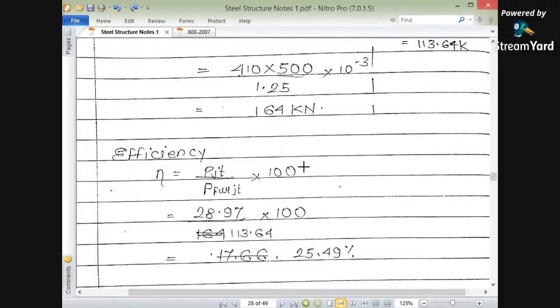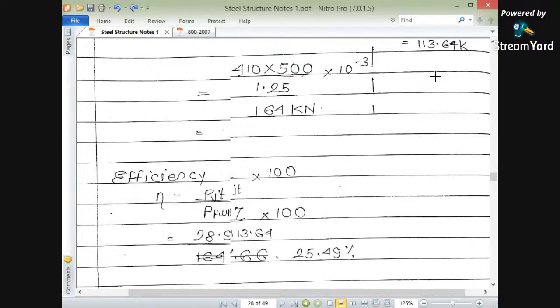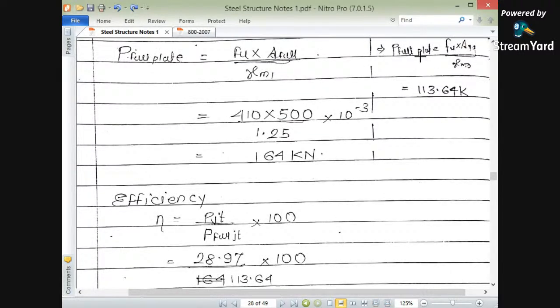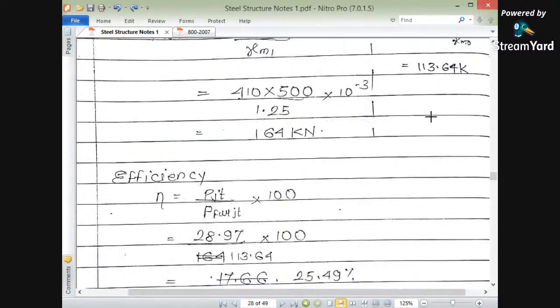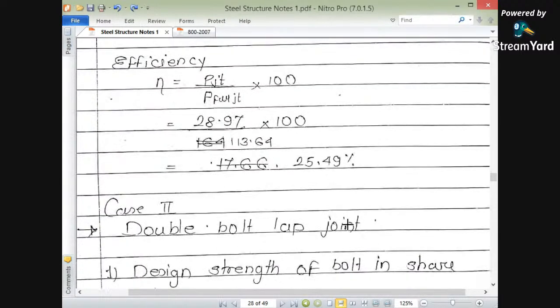How to find out the efficiency of plate? It is the strength of joint divided by the strength of full plate. So how to find out the strength of full joint? The strength of full joint or full plate is nothing but Fu times area gross divided by gamma m0. It comes to be 113.64. So here we have taken 113.64, and it comes to be 25.49.